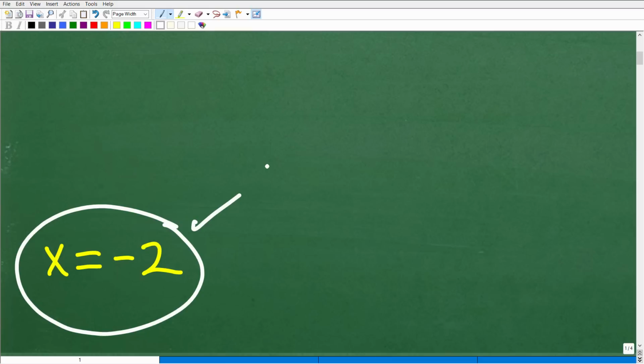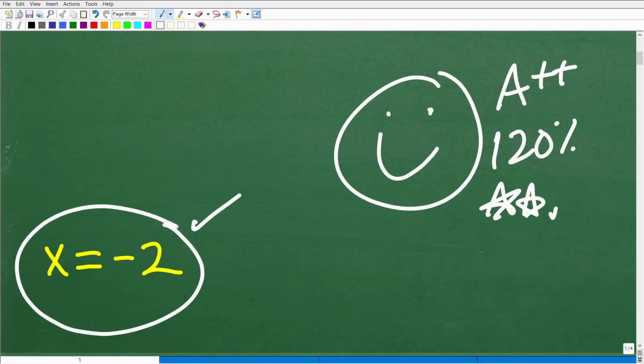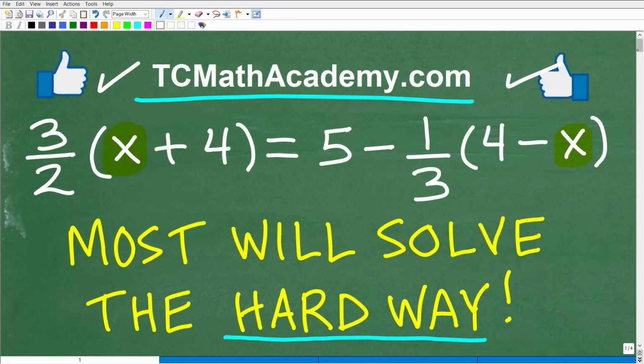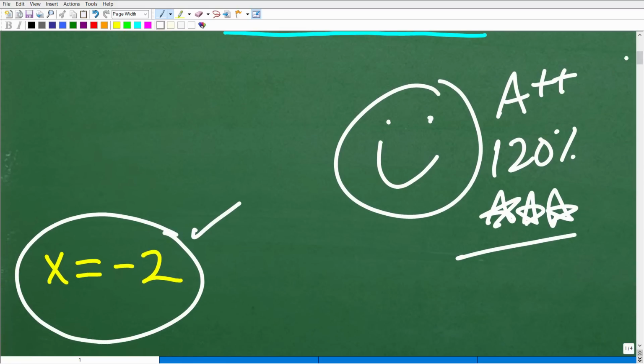Okay, so how'd you do? Well, if you got this right, whether you took the easy path or the hard path, especially if you were able to do this the hard way and got this solution, that is fantastic. Matter of fact, I'm going to give you a nice little happy face, an A++, a 120%, and multiple stars so you can brag to your friends and family that indeed you are a certified professional expert in the area of solving linear equations with fractions. That just sounds so impressive. They really won't know what that means, but it just sounds pretty cool to say.